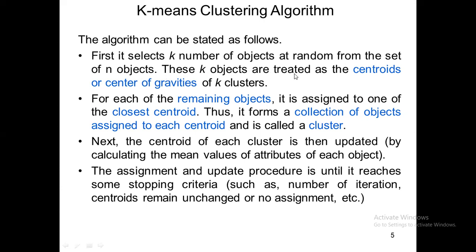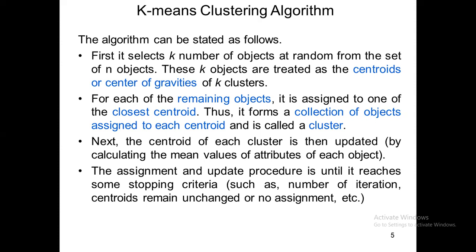So these k objects are treated as the centroid, or center of gravity, of the k clusters. So first we have to identify the centroid. The centroid is the center of gravity, and after that we have to divide the clustering. Okay, so the key point is the centroid. The centroid is the center of gravity of the k clusters.